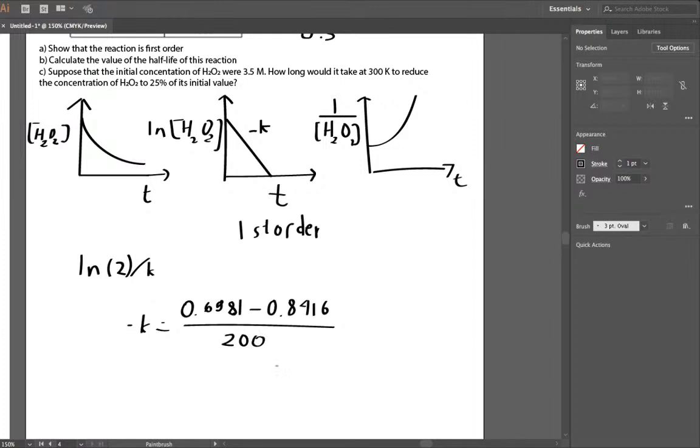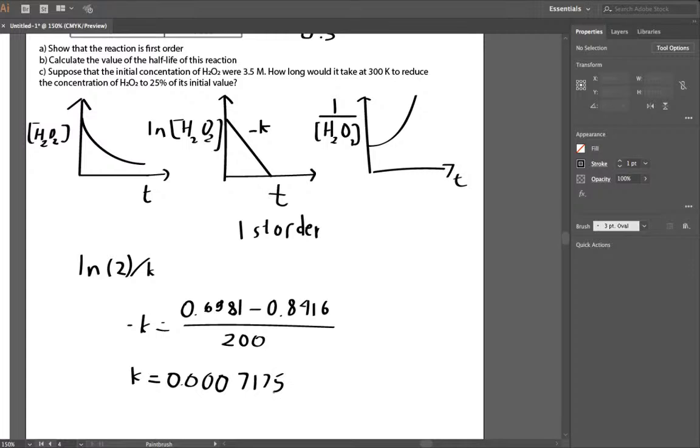So yeah, let's just go ahead and calculate that. 0.8416 subtracted by 0.6981, divide that by 200. The k here, I found the k, 0.00007175. Wow, we have managed to calculate this.